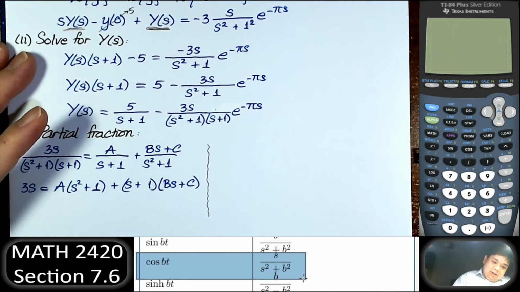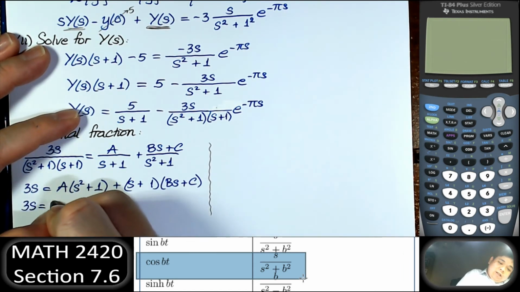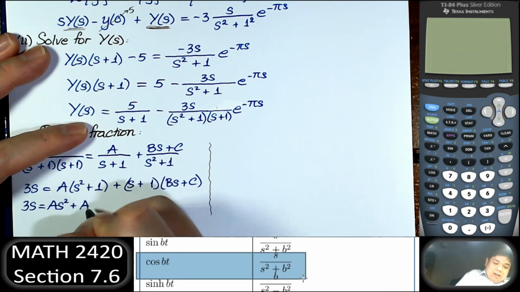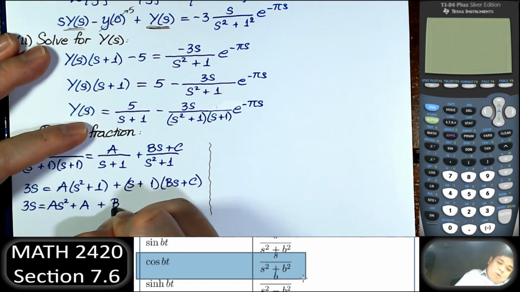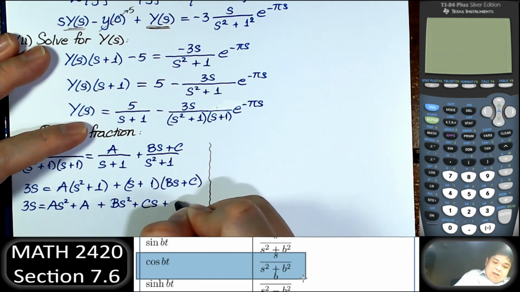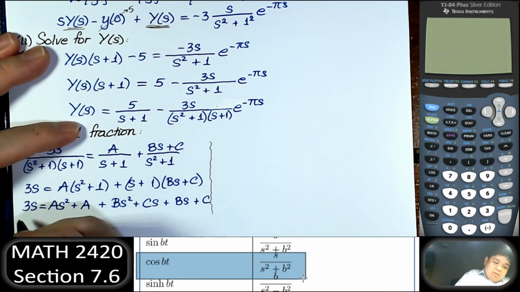Right. Now multiply it out. As squared plus a, plus bs squared plus cs, plus bs plus c. Right, combine like terms.